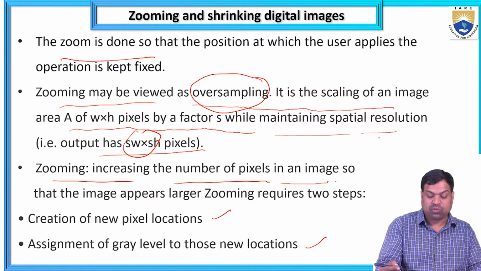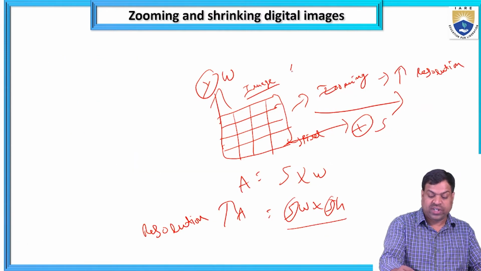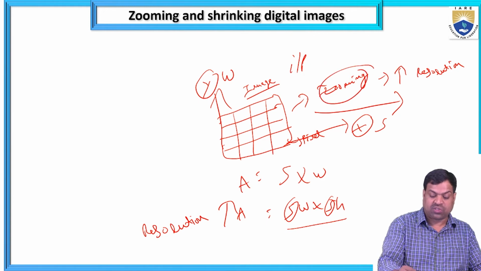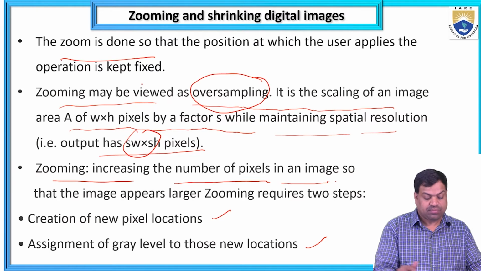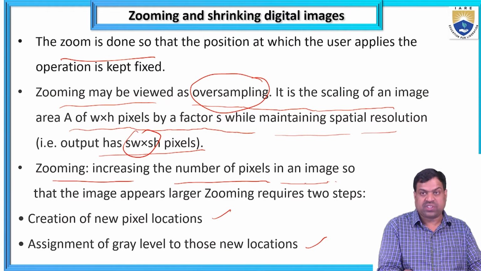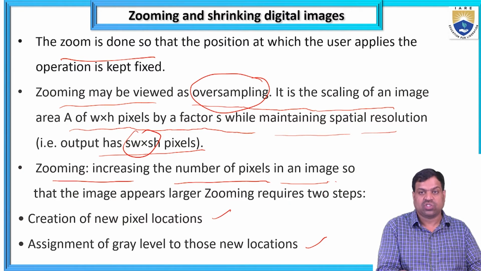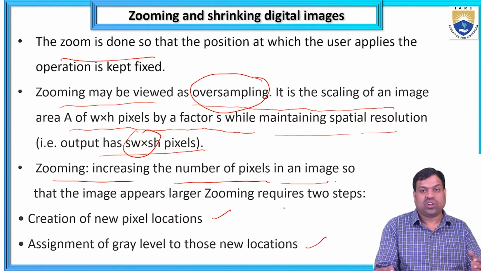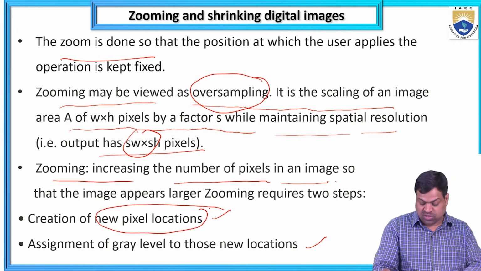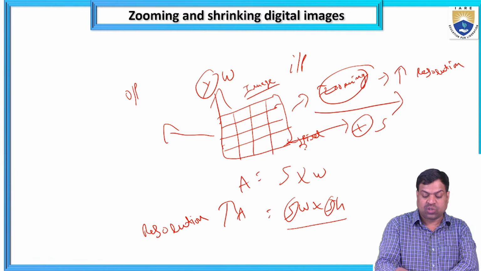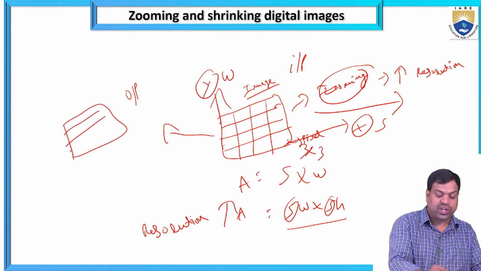When I'm applying the zooming method to the original image, that is the input. I'm applying the zooming to it, so what is the output image? By increasing the number of pixels in an image, the image appears larger. Zooming requires two steps. So what is the output? It means enlarging of the image. What is happening is new pixel locations are created. What is the old one? Suppose a 3 into 3 is there, but when I apply the zooming, it is converted to 5 into 5.